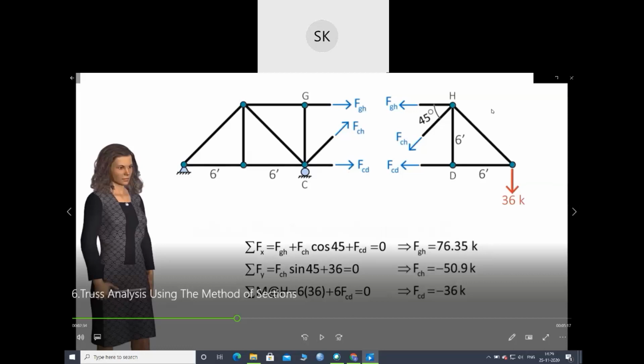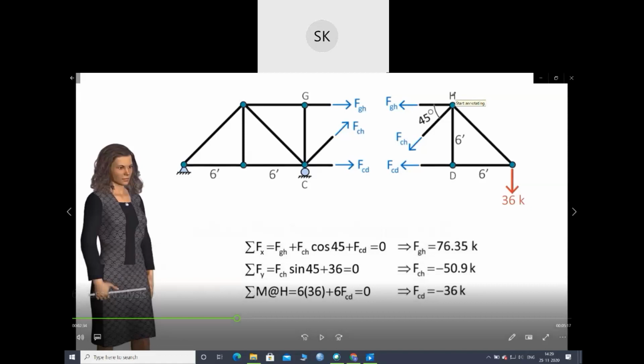Okay. Moment about a point. Moment about your H. So what are the forces acting? So this is the force 36. Moment is your force into distance.